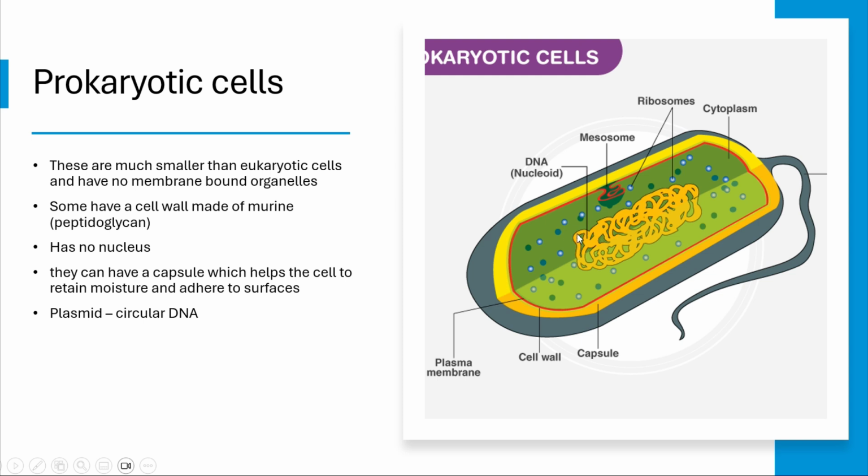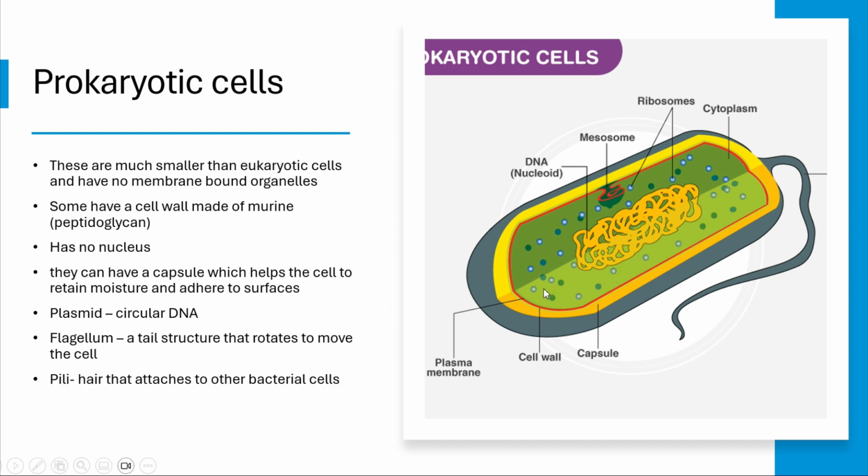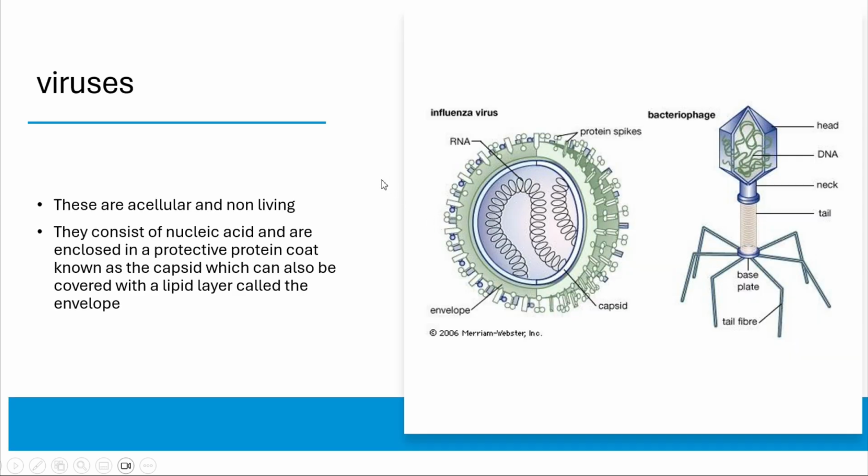The plasmid is a circular DNA. You don't really see it here, but it's small rings of DNA. That's called a plasmid. And it also has the normal nucleoid, the DNA that's just on its own. Flagellum is a tail structure that rotates to move the cell. It's also got pili, which you can't really see here, but they're like hairs around the cell to attach to other bacterial cells and move around. And instead of lysosomes, it's got mesosomes. Mesosomes contain enzymes that are required for respiration, since these are obviously living cells.